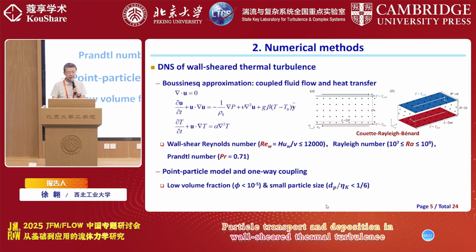And you may notice that our Re_w and Rayleigh number are far below the real atmosphere, because the capability of DNS is still far below the real case. And for the particle part, we adopt the point particle model and one-way coupling. This is justified because we consider a low volume fraction, normally less than 10 to the power -5, and a small particle size. Our particle size over the Kolmogorov length scale is less than 1/6.